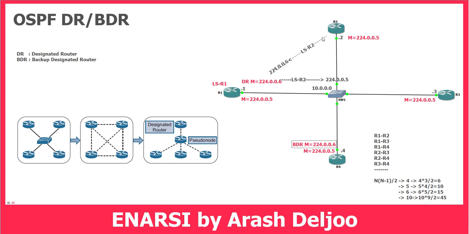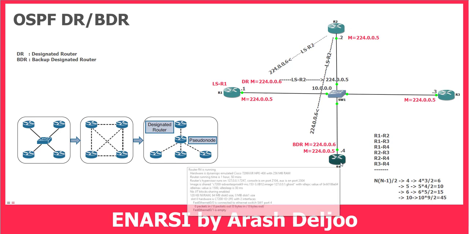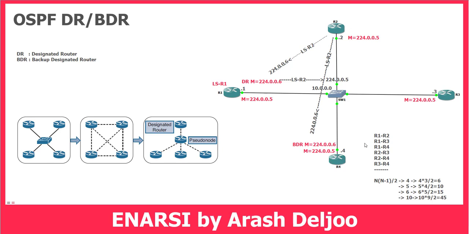Actually, when router 2 sends its link state to the destination 224.0.0.6, this update can be received by router 1 as the DR, and also by router 4. But router 4 doesn't do anything. It should only receive the update, and if the DR fails, the BDR can be used as a new DR.